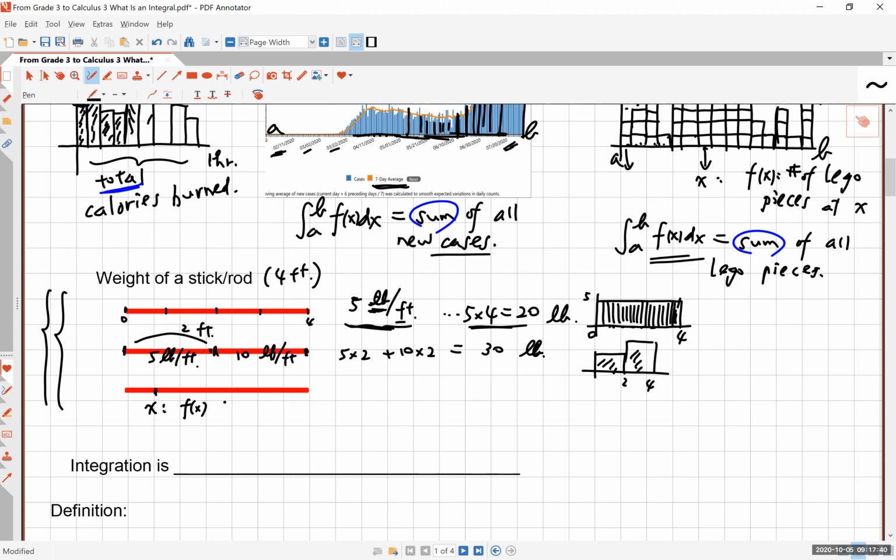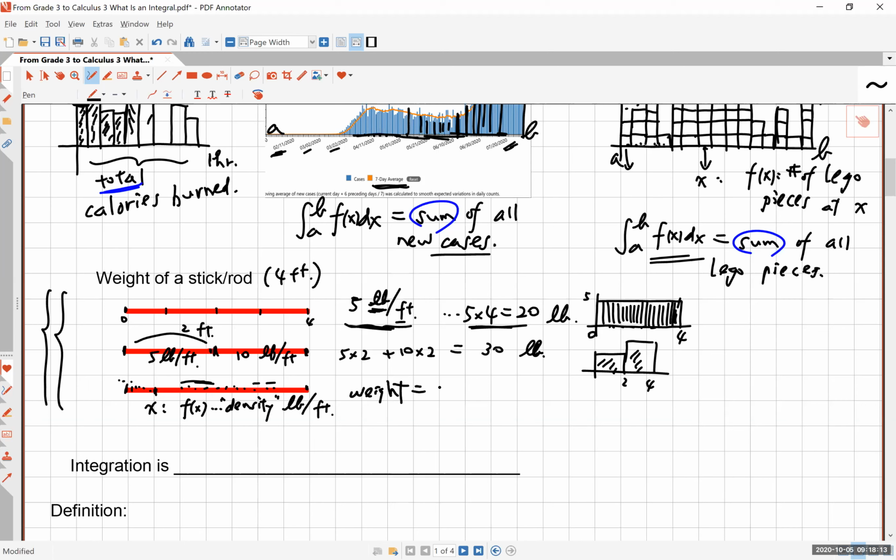Okay, so f(x) is what we call density. I know it's not quite the density, but it is the number of pounds per foot. And it changes at every single point x. In other words, this rod or stick is made of different material at every single point. Maybe lighter here, heavier here, maybe lighter here, and you're trying to calculate the weight of this.